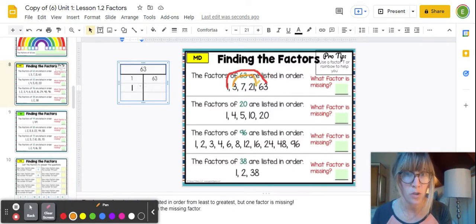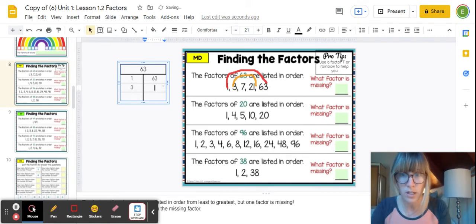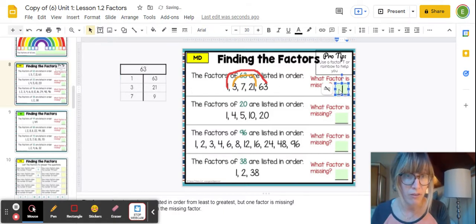3 times 21, right? And then we have 7 times, ooh, well, 7 doesn't have a pair, so we need to find its pair. So we had our 3, our 1, and then we have 7. Well, 7 times what gets you 63? We know it's 9, so the missing factor becomes 9.